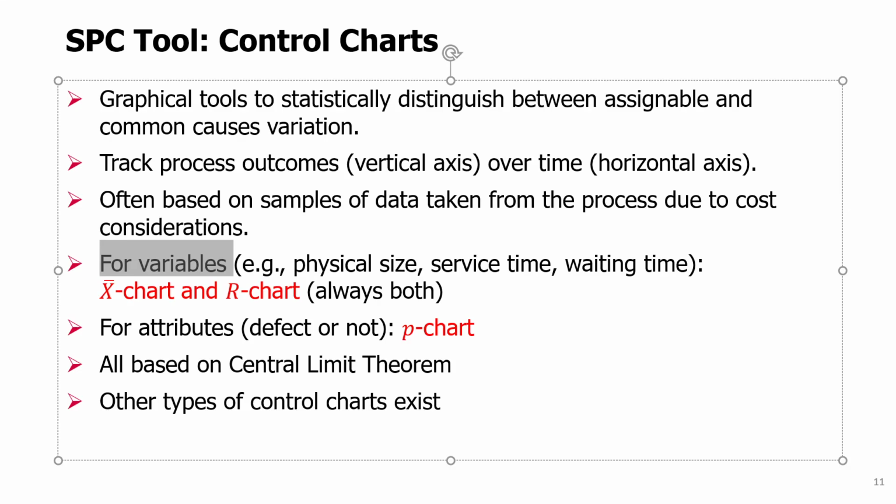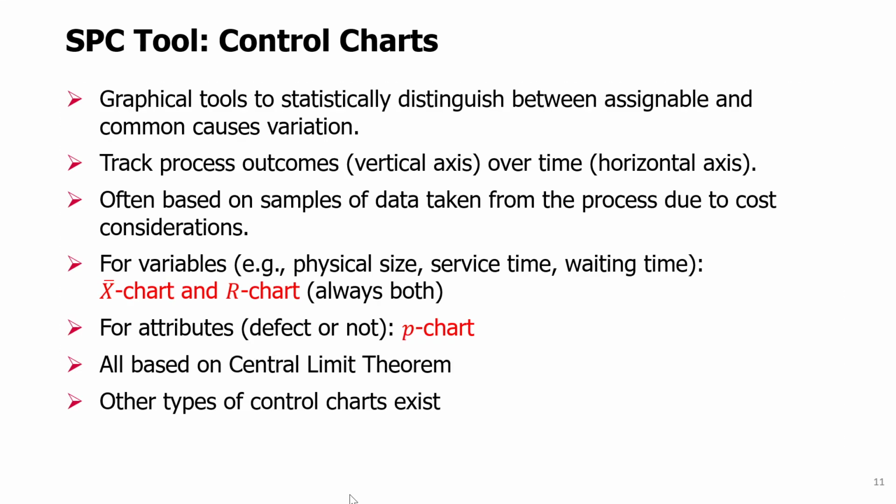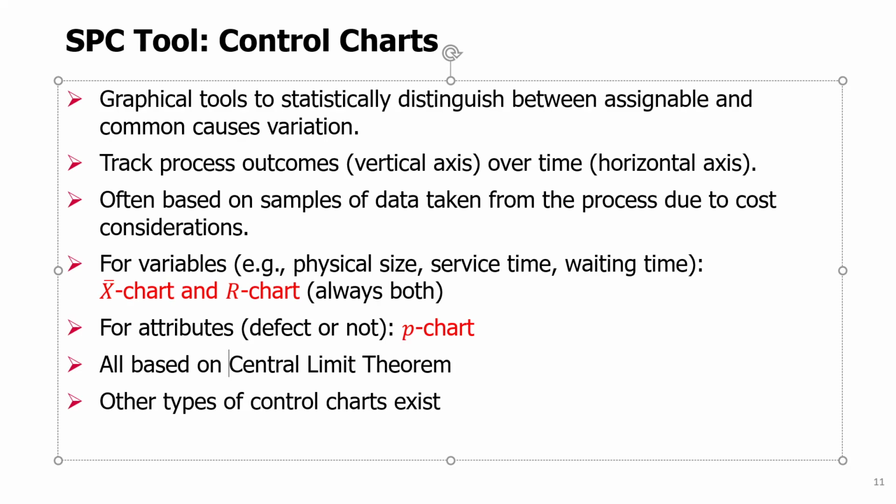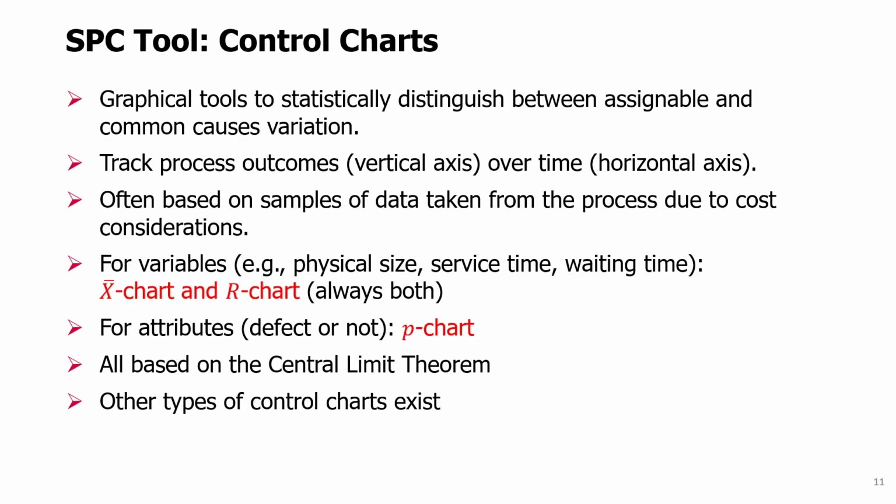If we have attributes, there are different types of charts, and particularly for binary attribute, which means that a unit is either a defect or not, we will use something called P chart. This chart comes on its own. All those charts that I will show you here are based on the central limit theorem. There are other charts that exist, but we will not include them in this topic.